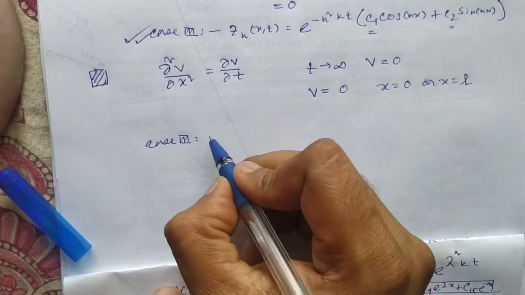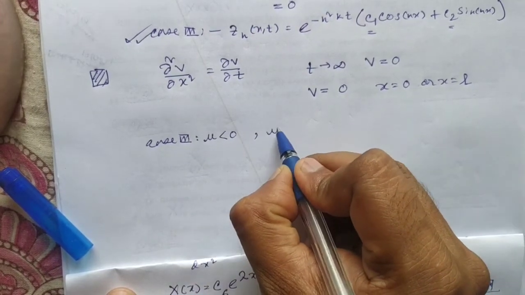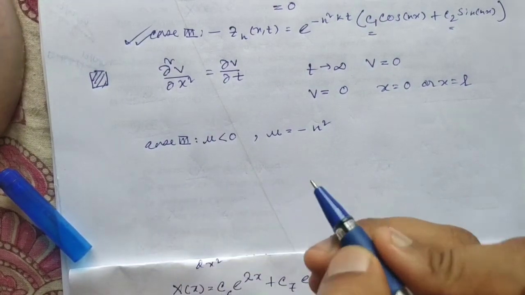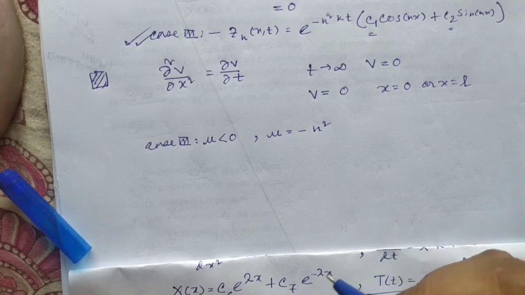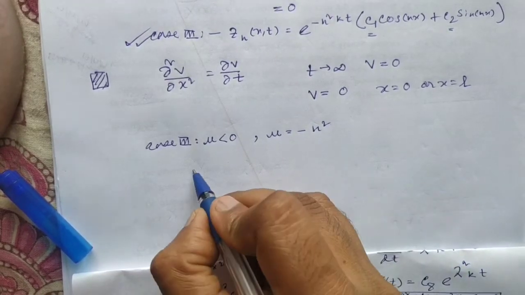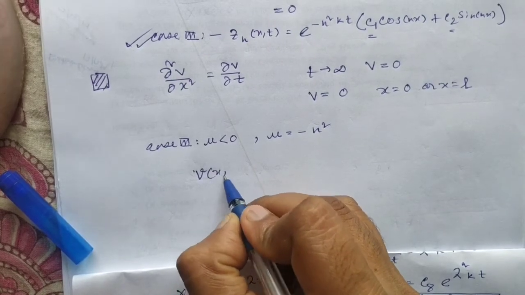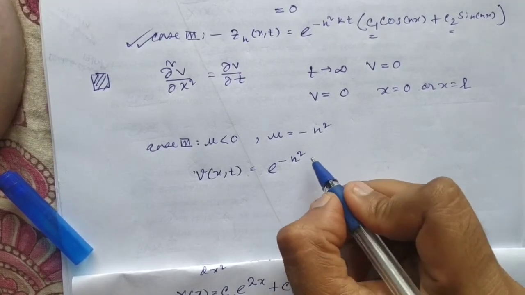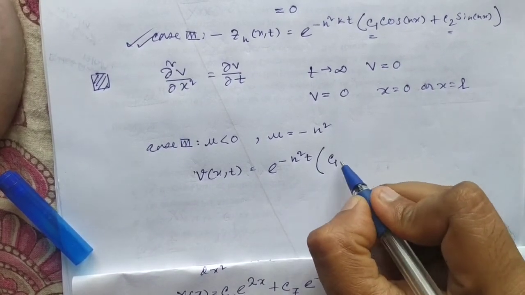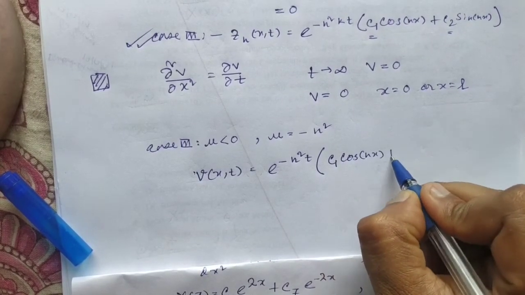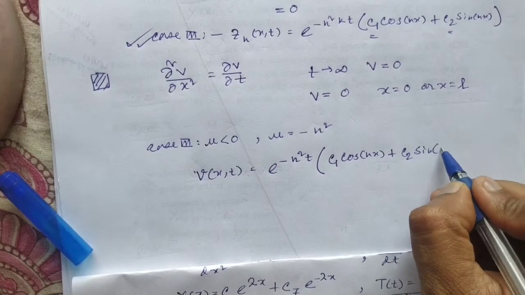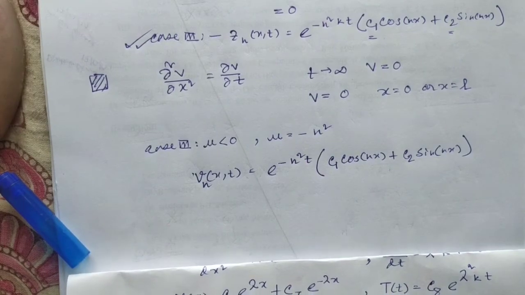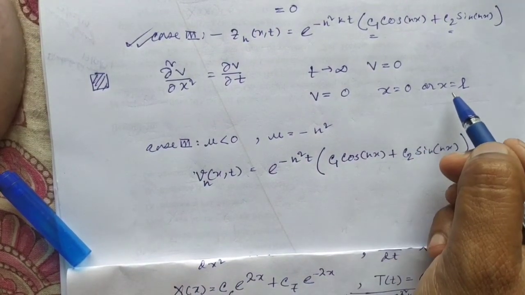Now case 3, when your mu is less than 0 and we have supposed that mu is equal to minus n square, then follow that for this problem your kappa is equal to 1. So this is giving you v(x,t) equal to e to the power minus n square kappa t, and kappa is equal to 1, so e to the power minus n square t times (c1 cos nx plus c2 sin nx). We should write an n here as well. So now come to the point, we have two other conditions, right? Let's work with them.